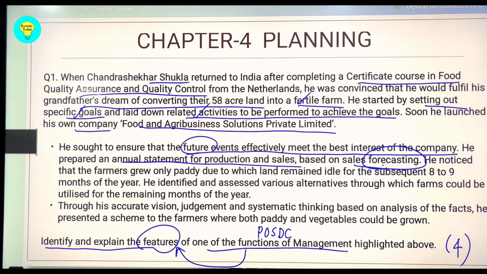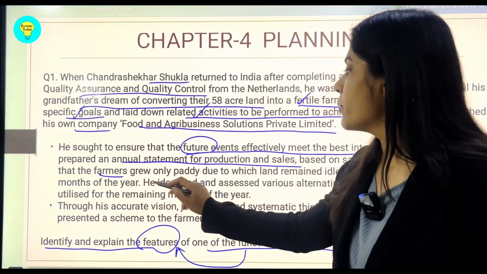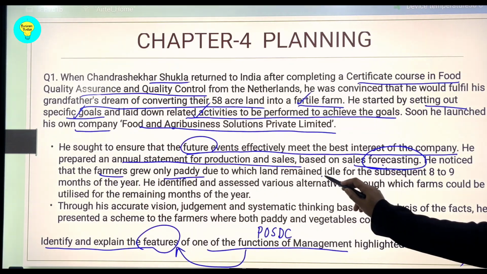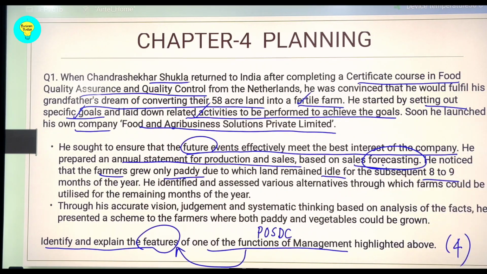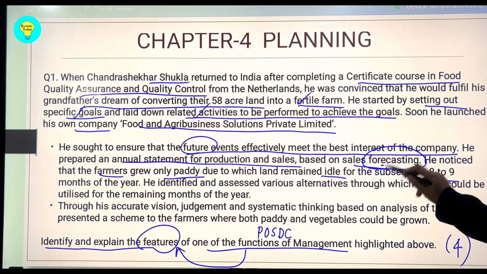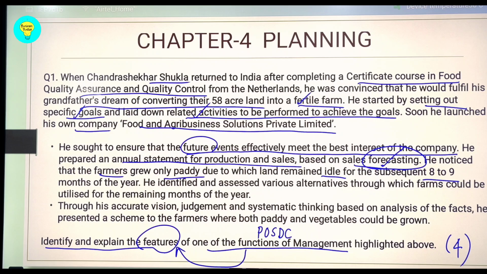He noticed that the farms grew only paddy, due to which land remained idle for the subsequent 8 to 9 months of the year. So farmers were only growing paddy in the fields, and therefore the fields were remaining idle for the next 8 to 9 months in the year. So there was not the concept of mixed cropping here that he could identify. Since he has set up his goals, he is talking about the future plans and events. He is also forecasting to get the work done and to let the objectives be achieved. So he is more or less doing planning.